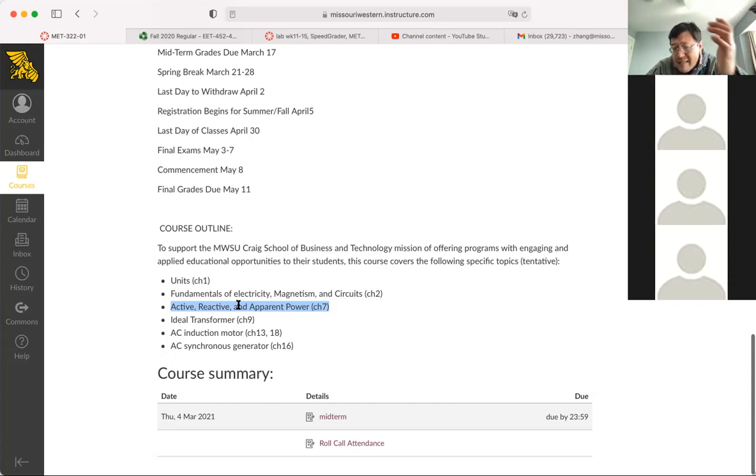That means the power also has a sign. And the sign can be 50-50, 50 percent positive, 50 percent negative. That means there's no power consumption. All the power delivered will be returned back to the power supply.